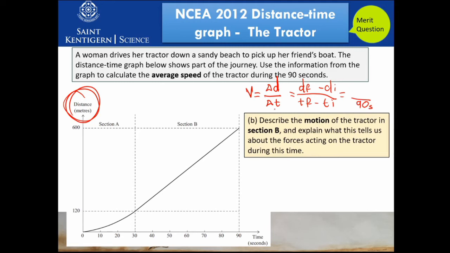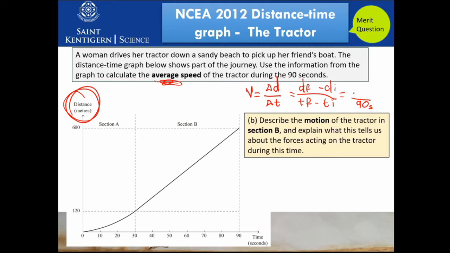distance final. Don't worry about that squiggly bit there, because they're just asking us for the whole thing. They don't care about the acceleration at the beginning. If you read it carefully, we're talking about average speed. Okay, so don't worry about that acceleration. First part, so we're at 600 meters, and it took her 90 seconds.